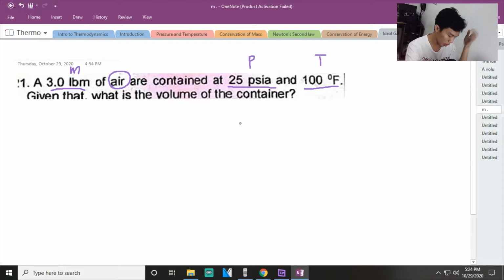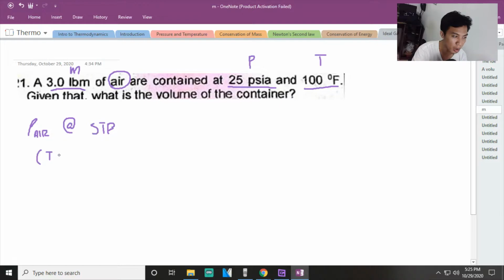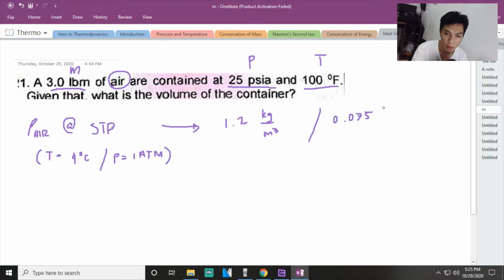Now, we can recall. Okay? Alamin muna natin ano ba yung mga values na meron sa air. For air density at STP, standard temperature and pressure. Okay? Ano ba yung standard temperature and pressure? So, the temperature is at 4 degrees Celsius. Tapos, ang pressure is 1 atm. What is the density of air? Now, the density of air in SI units is 1.2 kilogram per cubic meter. Kapag English units, that is 0.075 pound per cubic feet. That is for air.